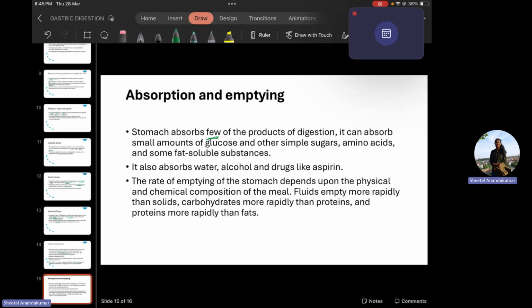The rate of emptying of the stomach depends upon the physical and chemical composition of the meal. Fluids empty faster than solids, carbohydrates more rapidly than proteins, and proteins more rapidly than fats.